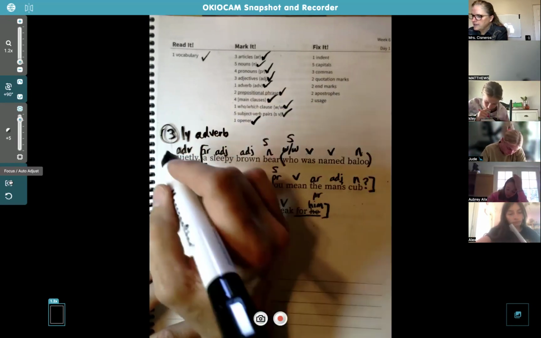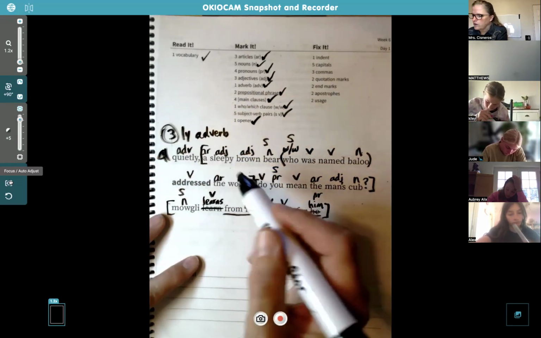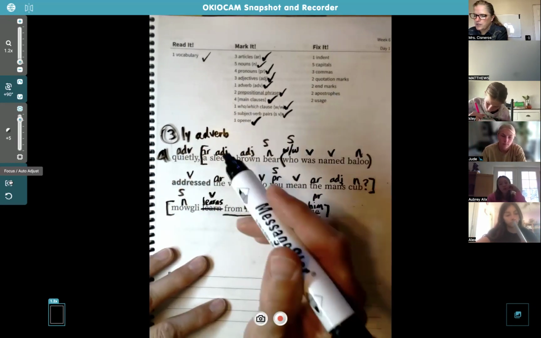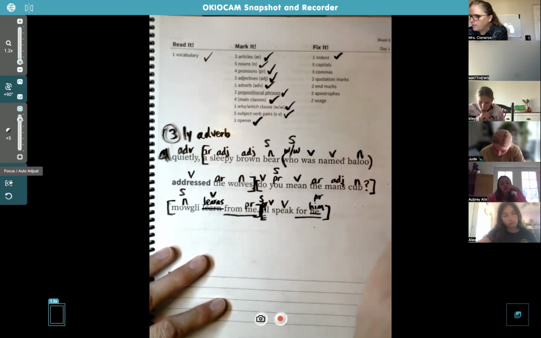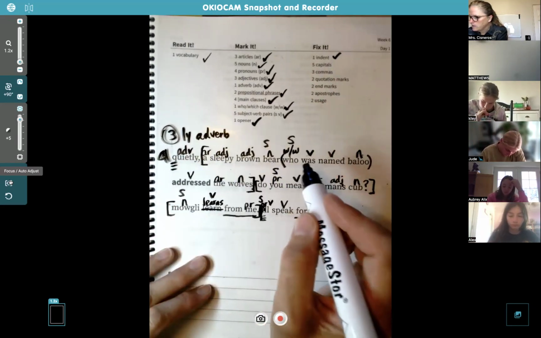All right, indent. I'm going a little faster here because we just need to get through this lesson. So you're going to indent this part because it's a new person speaking, a new situation in the story. We've got 5 capitals. I bet you can find those by yourself. So go ahead and find those capitals.